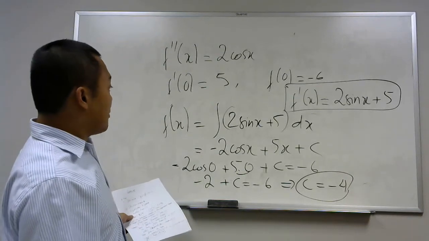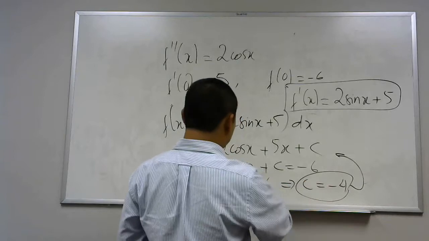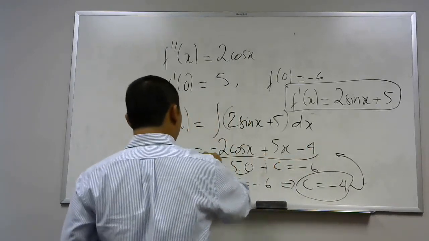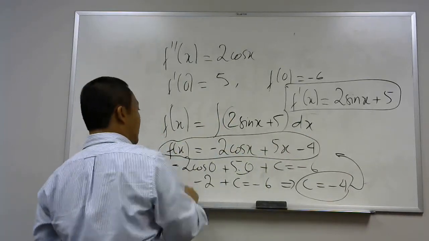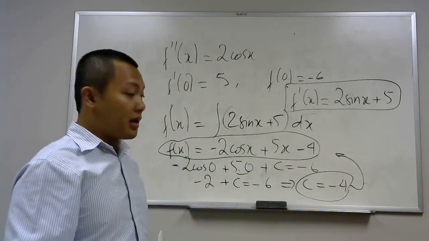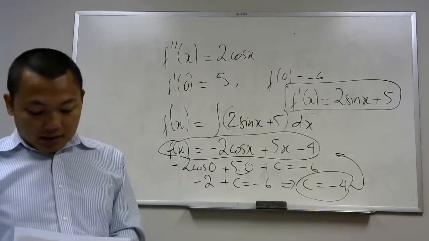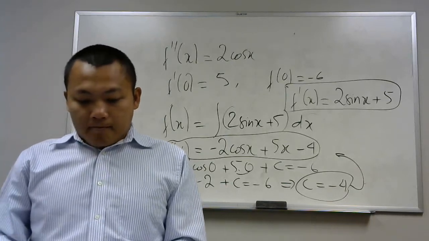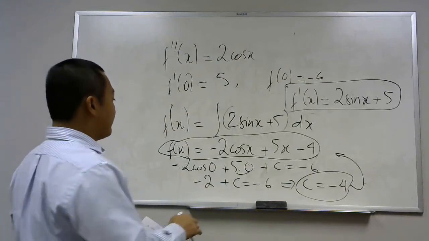So what does it mean? That means I have to plug negative 4 into this, right, to get the function. And finally, that is what we need. F of x equal to negative 2 cosine x plus 5x minus 4. That is the second problem. The next problem, maybe that's one of the most difficult in this test.